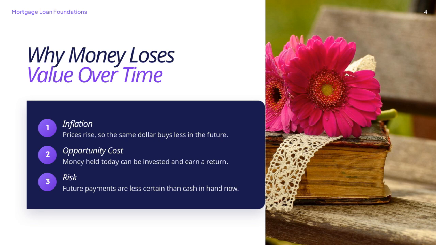Next, we have opportunity cost. This is the idea that money you hold on to today could be invested and potentially earn a return. By not investing, you're missing out on the chance to grow your wealth over time. Finally, there's risk. Future payments, whether from investments or loans, come with uncertainty. There's always some risk that the expected returns won't materialize, making cash in hand more valuable in the short term. Understanding these concepts is fundamental to grasping mortgage loan foundations and why it's important to manage money wisely.